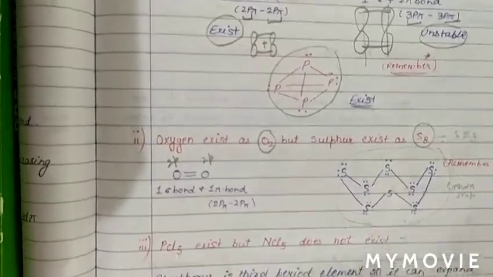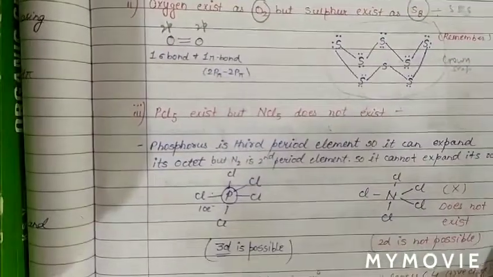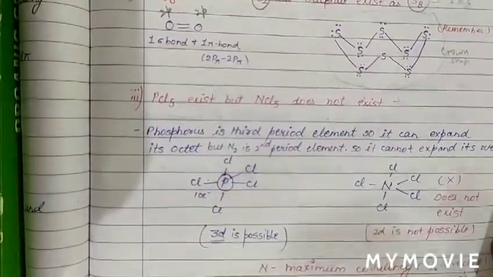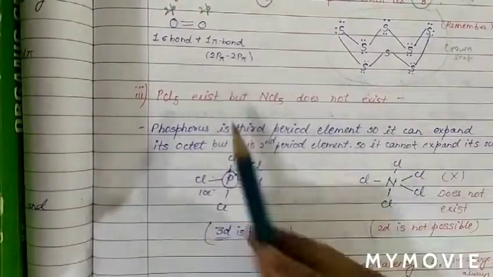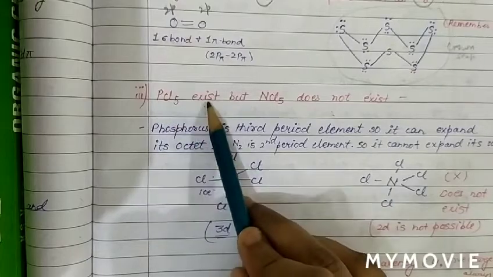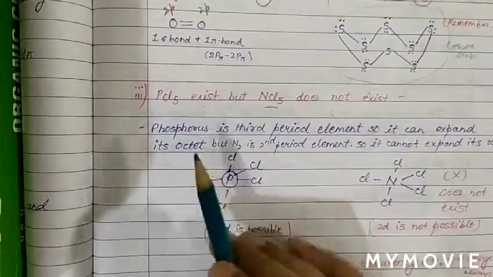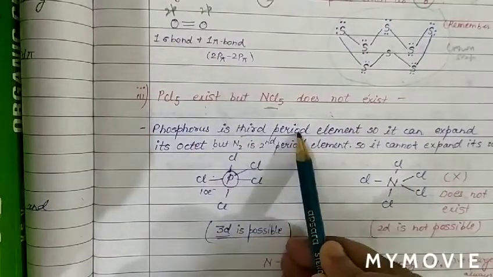See, the next explanation is, as we know, this is also a question and an application of VBT: PCl5 exists, but NCl5 does not exist. Why? As we know, phosphorus is a third period element.